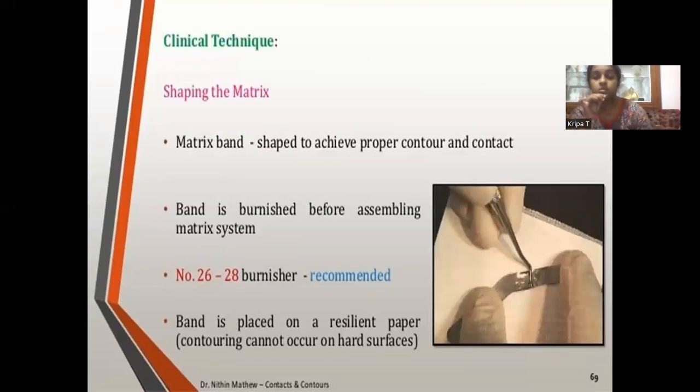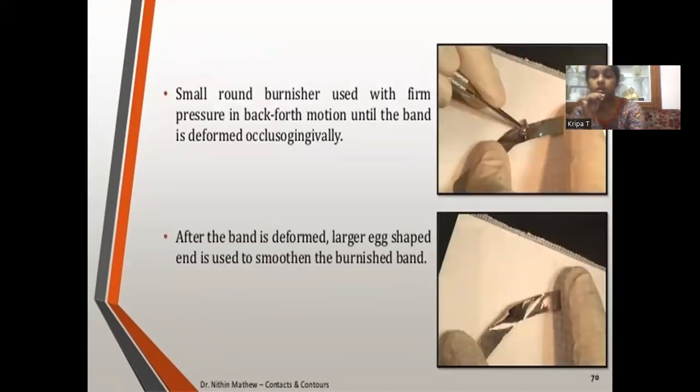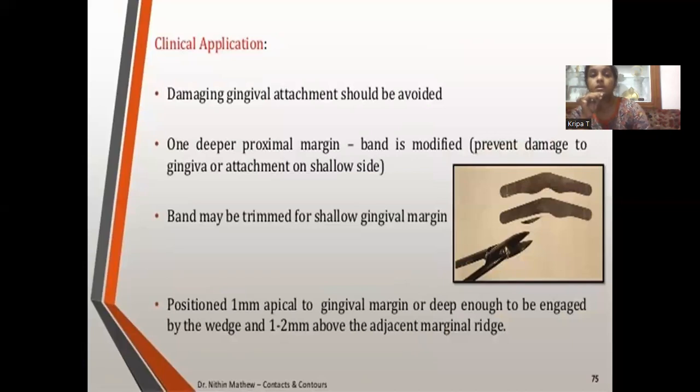Supposing the matrix is not contoured, you need to shape it with the help of number 26 or 28 burnisher. Place the band on a resilient paper and with the instrument used with firm pressure in back and forth motion until the band is deformed occlusogingivally. After the band is deformed, the large egg-shaped end is used to smoothen the burnished band. Clinical application: damaging gingival attachment should be avoided.